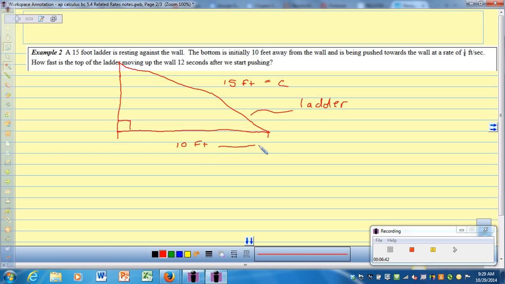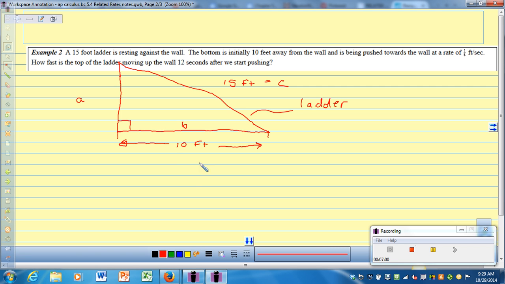So it initially looks like this. Okay, what else do I know? The rate. I know the rate for what? So decrease to B. So, good. We'll call this B, and we'll call this A. And if they say that the bottom is initially 10 feet away, and it's being pushed towards the wall at a rate of 1/4 feet per second, what have they given me with respect to my variables A, B, and C?